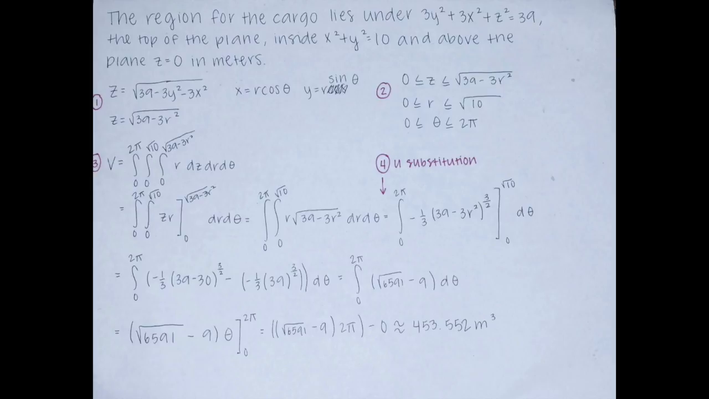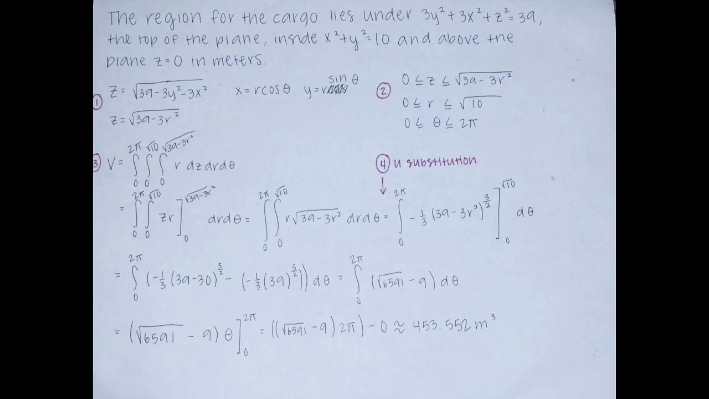Since we know x squared plus y squared equals r squared, we can derive r equals square root of 10 from x squared plus y squared equals 10, giving our r bounds: 0 is less than or equal to r, which is less than or equal to the square root of 10. Because we are bounded by our cylinder, we will use 0 is less than or equal to theta, which is less than or equal to 2 pi, for our theta bounds.